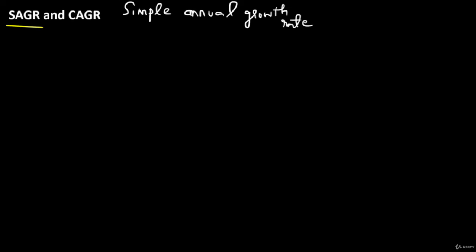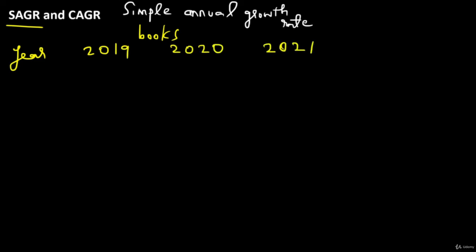Now let's try to think about a bookshop. All right. So the bookshop is selling books. Now the years that we are trying to think about are 2019, 2020 and 2021. We're trying to look at the sales of books of this bookshop. So in the year 2019, let's say 1,000 books were sold. In the year 2020, 1,100 books were sold. And in the year 2021, 1,200 books were sold. All right. Now let's try to find out the SAGR or the simple annual growth rate of the sales of number of books for this bookshop.